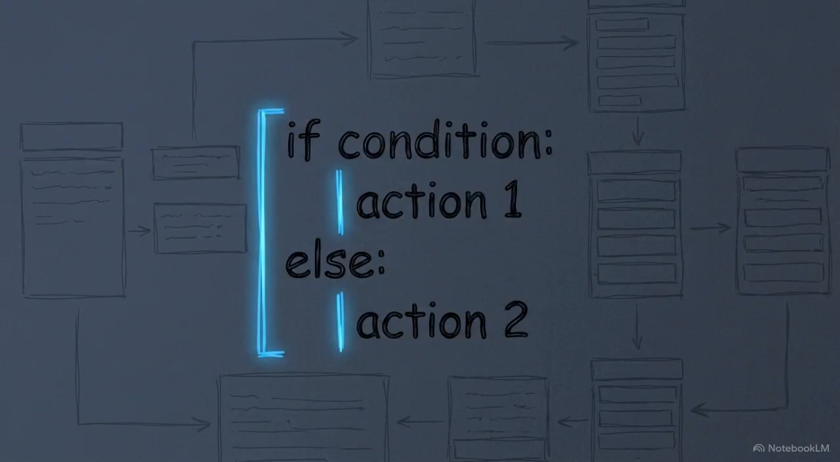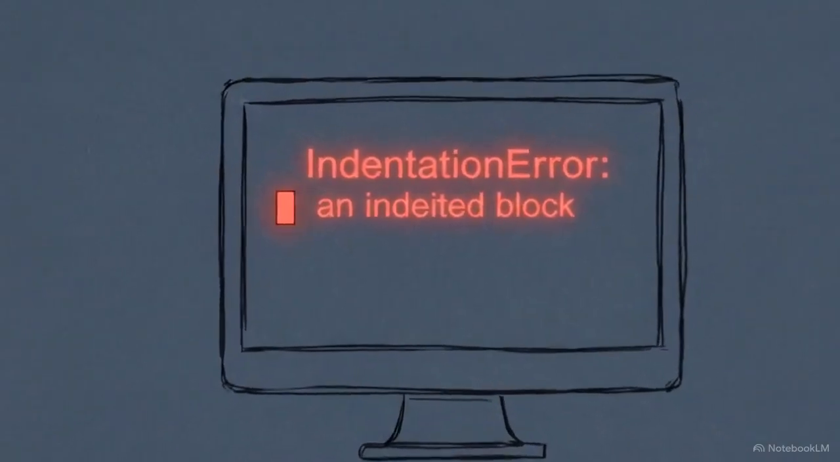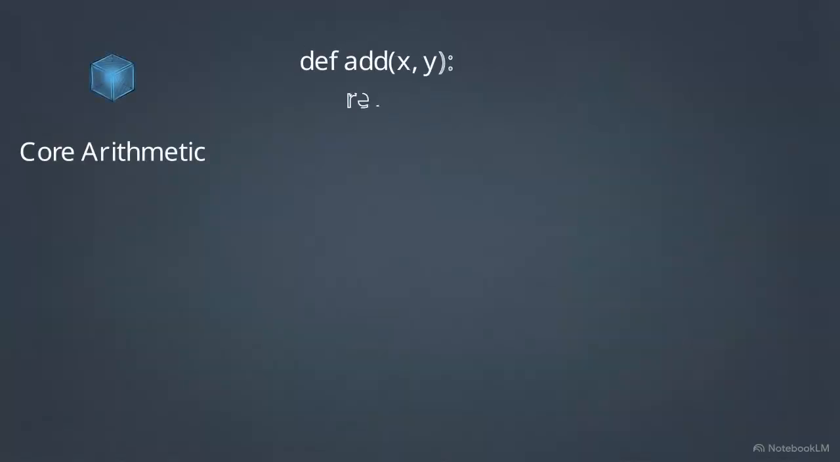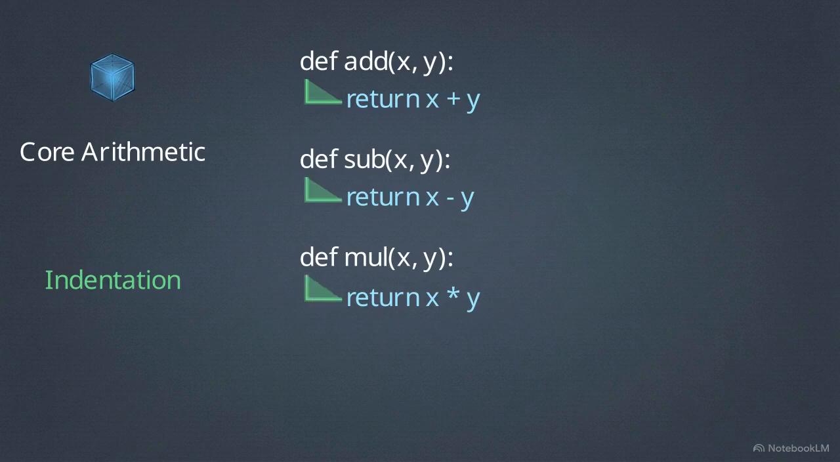In Python, your code's physical structure matters. We use indentation to tell the program which lines of code belong to which logic block. If you miss a path configuration or an indentation space, the communication between your operating system and your code will fail. We begin by defining functions for addition, subtraction, and multiplication. Notice how the logic for each calculation is indented exactly one level beneath the function name.